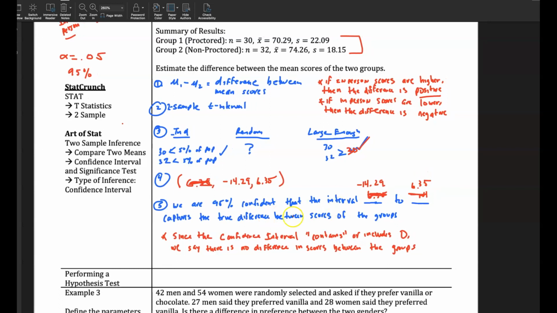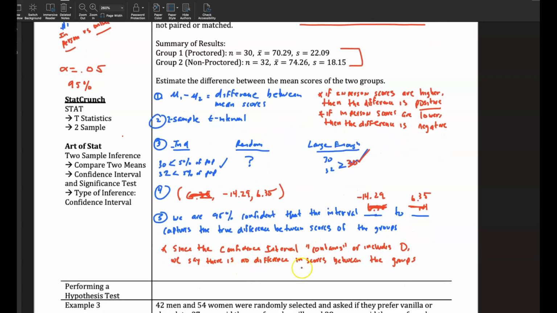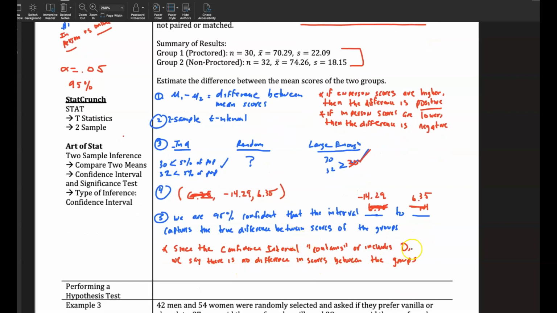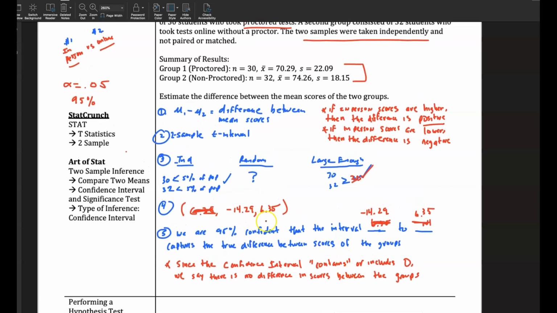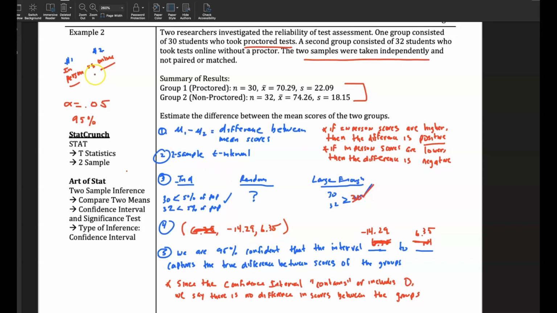What that means is that it's still possible with these scores that we can't tell the difference. Since the confidence interval contains 0, we say there is no difference in scores between the two groups. It's possible for group 1 to be bigger. It's also possible for it to be smaller, so we can't make any conclusions about there being a difference between those.